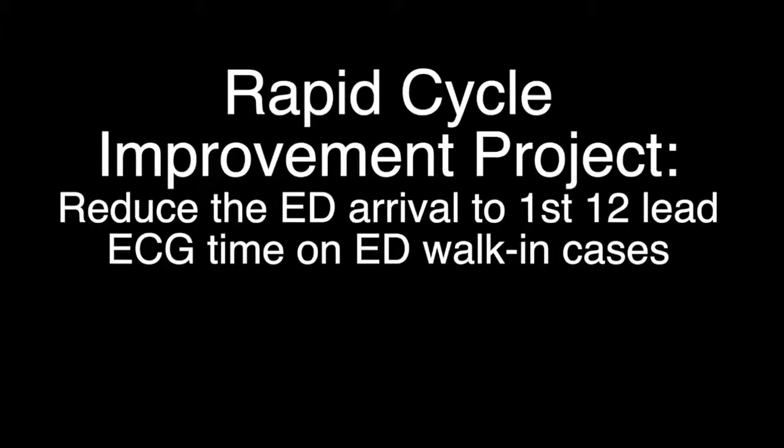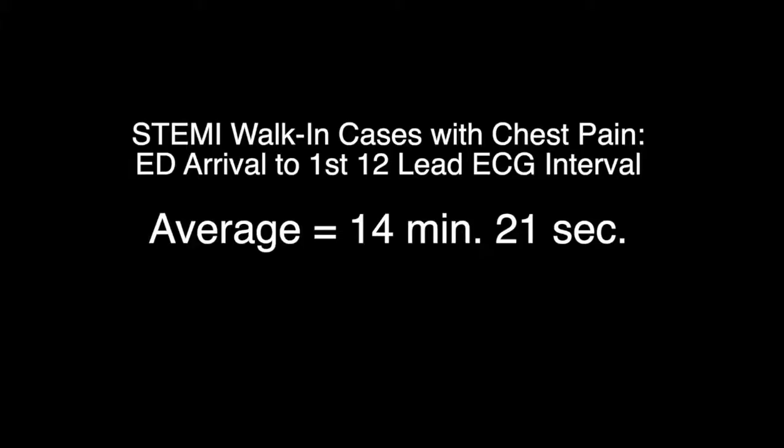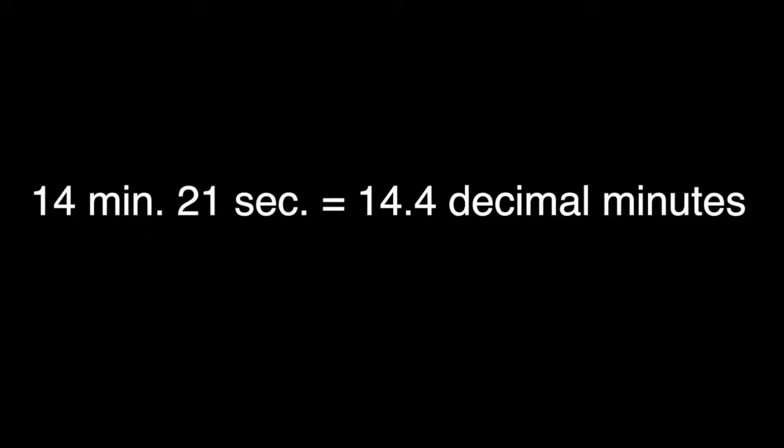So let's look at another example. A local emergency department started a rapid cycle improvement project to reduce their arrival at triage to 12-lead ECG time on STEMI patients that presented as walk-ins. Looking at data from their STEMI registry records, they have been averaging 14 minutes 21 seconds, or 14.4 decimal minutes. And decimal minutes is the way programs like Excel will often show fractions of a minute.